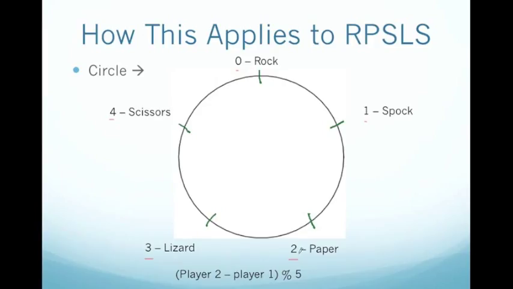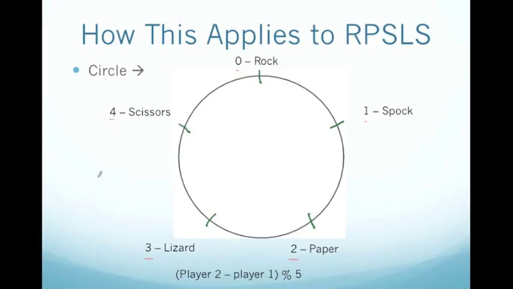Down here we have the magic rule, the magic expression. By computing this, I will get a result, and by that result I will be able to figure out who wins the game. This expression states that if I take the number of player 2's choice minus the number of player 1's choice, modulo 5, I will get an answer that will help me determine who wins the game.